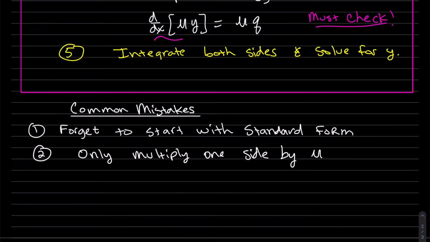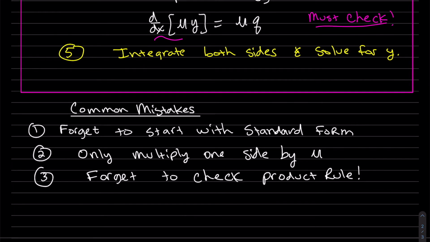So unfortunately, this one's a little harder to catch. Sometimes it's easy to catch if you can't integrate the right side because you needed that factor of mu, because some things are not integrable. And other than that, just make sure you multiply both sides by the integrating factor. So you've seen me mention this, why it's a good thing to check, so I'm writing it. It's a mistake to forget to check the product rule because checking this will help catch other mistakes.